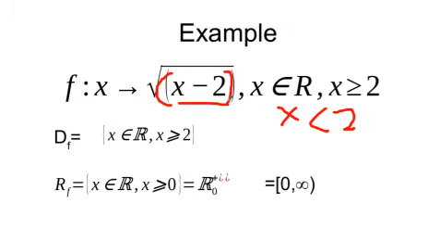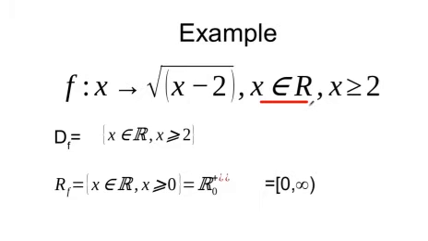So in order to exclude those points, we cannot just leave it as x is a set of R, right? In the earlier example, when you have a linear form or a straight line, you can leave it like this. You don't have to write this, x is a set of R. But in this case, you know that you cannot have negative values under the square root. Therefore, you're going to have to redefine the domain.